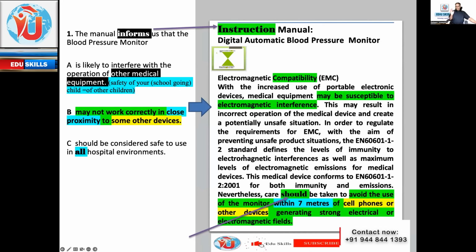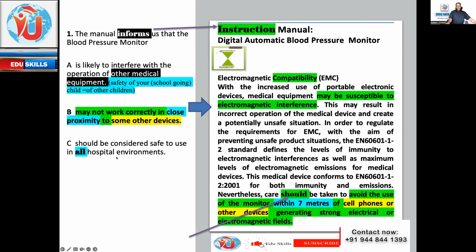If you know the structure or this trick, immediately you know this one is speaking about the BPM interfering with other medical equipment, which cannot be in the paragraph, because this paragraph discusses the problem of operating the blood pressure monitor when there are so many other electronic devices in its close proximity. Got it? So the whole context has changed.